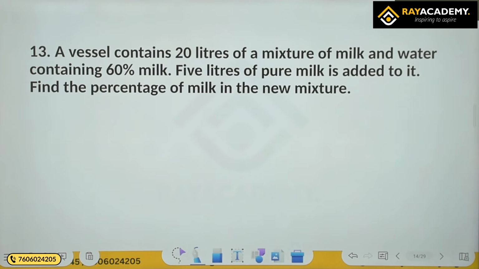Okay, next question. A vessel contains 20 liter of a mixture of milk and water containing 60% milk. 5 liter of pure milk is added to it. Find the percentage of milk in the new mixture. This is also a similar kind of mixture question, and let us see.